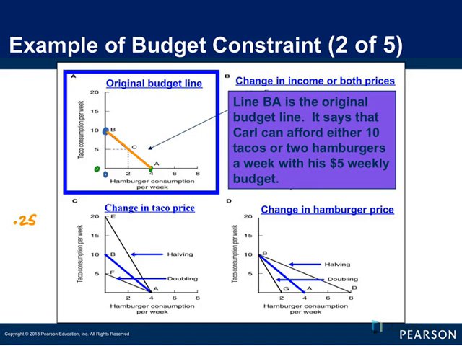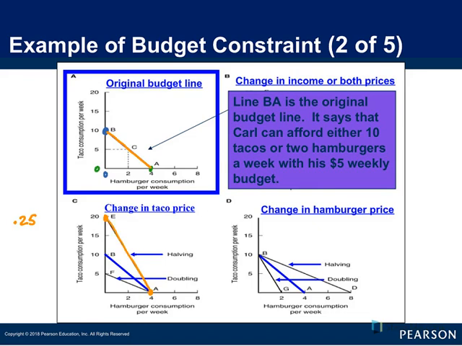If you have $5 to spend, we would simply take our $5, divide it by 0.25, and understand that all of a sudden we can now purchase 20 tacos. Since the price in hamburgers didn't change at $1.25, we can still afford 4 of them, and we would have a new budget line.